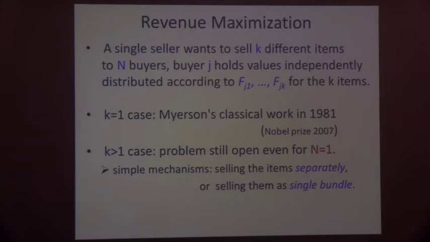One would be to just sell the items separately. That is, for each one of them, I'm just going to use the Myerson way of doing it. Or selling them as a bundle. Let me just do the bundling, so that you either take all of them at a certain price, or you will not get it.